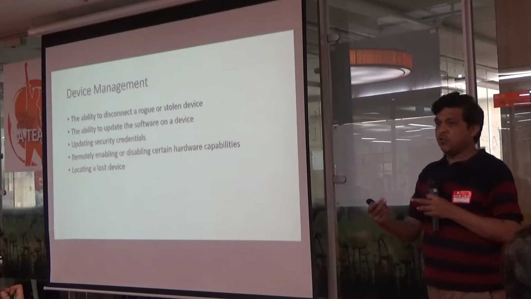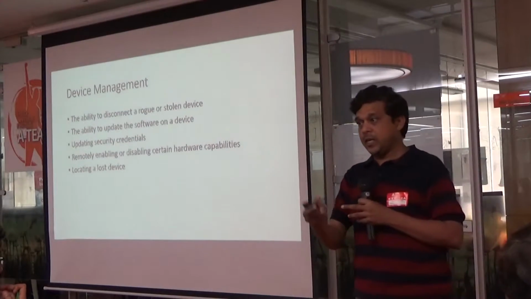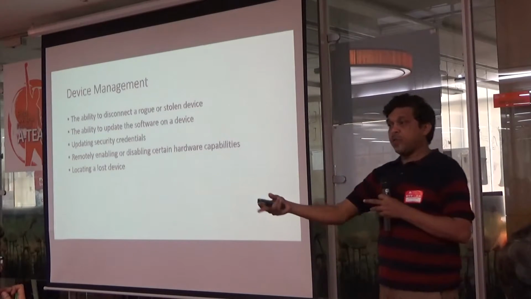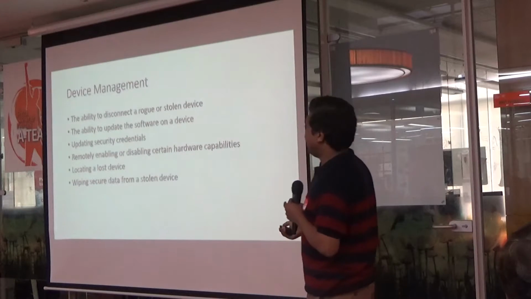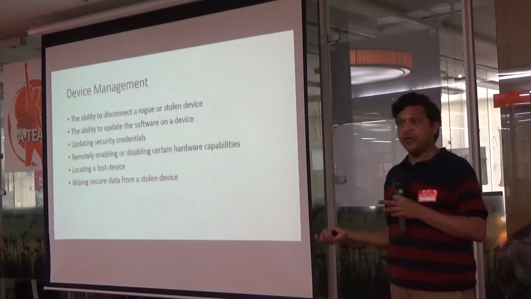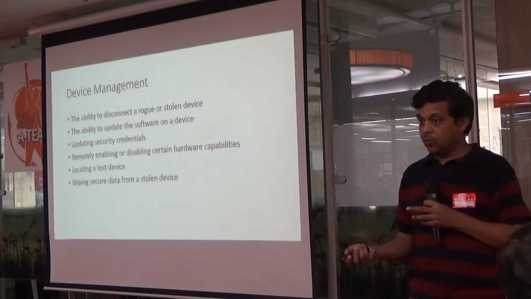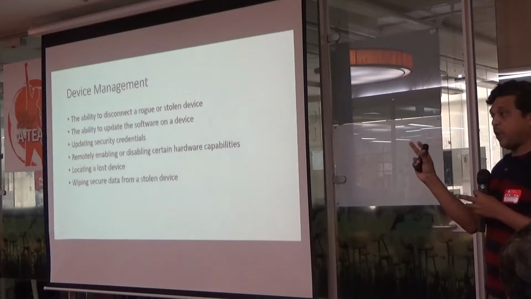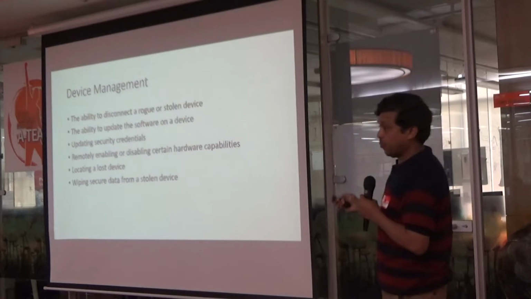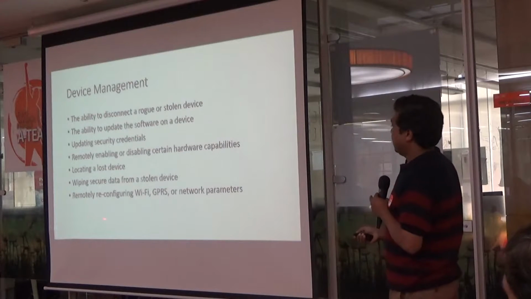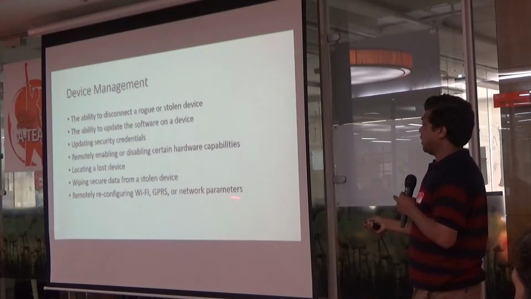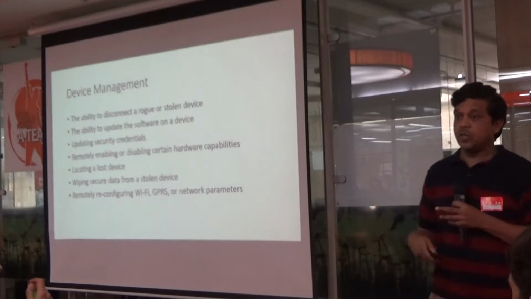Locating a lost device, you know that for a smartphone, lots of things are there already right now. But what will happen in the case of your smart devices? Right? Wiping secure data from a stolen device, can we do that? How quickly can we do that? How can we make sure that that particular information is really erased from there? And how can we reconfigure Wi-Fi, DVRs and other network parameters? Because lots of times it changes also.